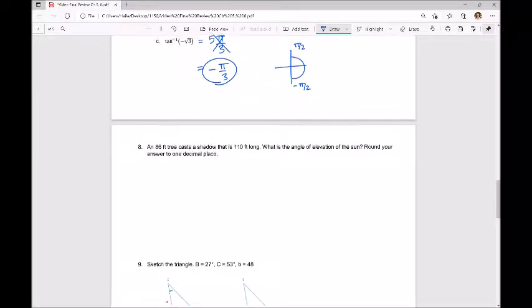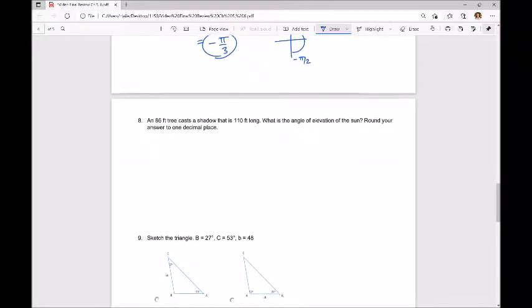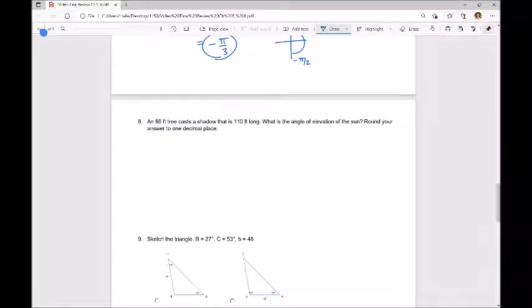All right, for problem 8, we have an 86-foot tree that casts a shadow that is 110 feet long, and we want to find the angle of elevation of the sun. And we want to round our answer to 1 decimal place. So this question might seem a little confusing at first just because we're told about a tree and then it's asking about a sun. But let's think about what this situation looks like.